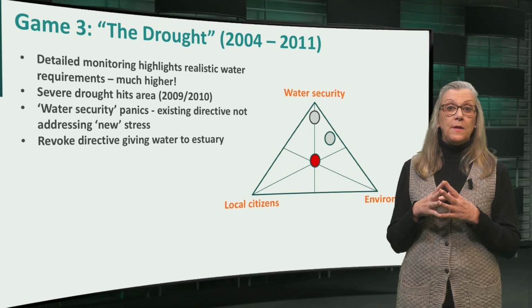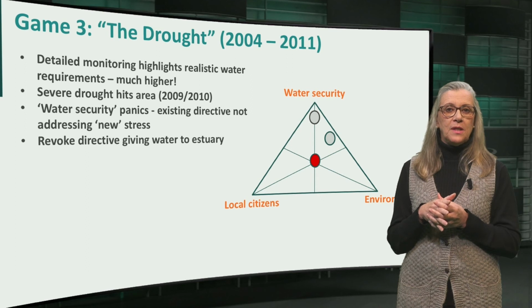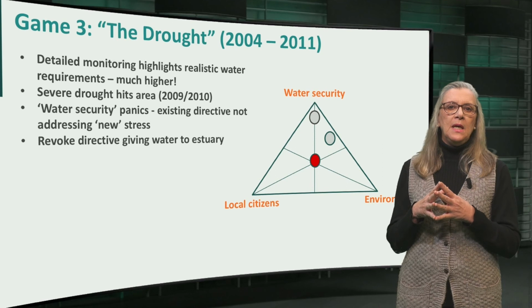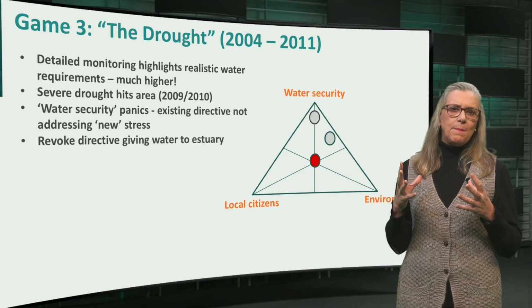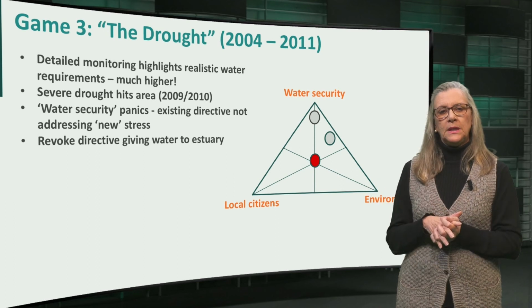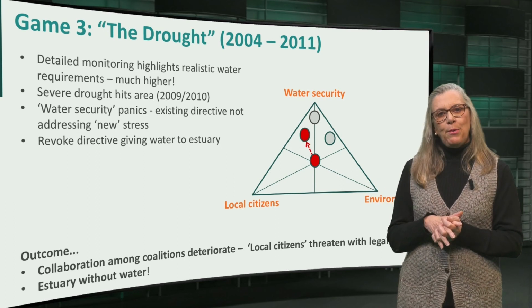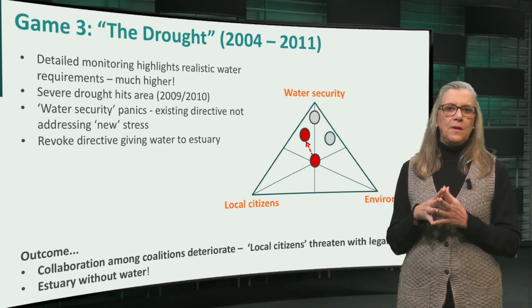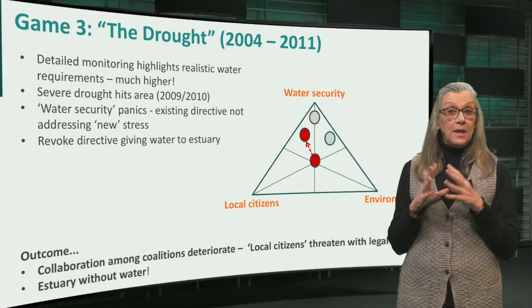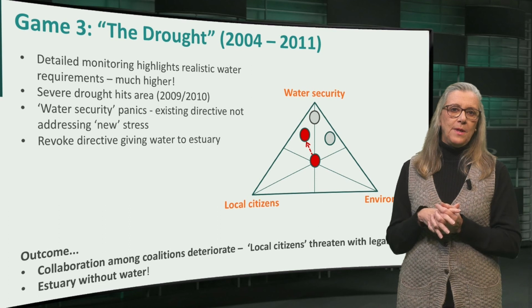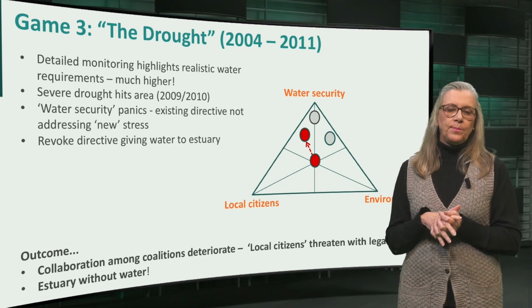So this game reveals an almost complete breakdown of collaboration amongst the coalitions. The local citizens even threatened legal action. This game therefore ends with much unhappiness and an estuary without fresh water. To date, collaboration in the Grootbrak or Great Brak still has not returned to its heydays in the 2000s, mainly due to instability within the coalitions and uncertainty also in the implementation of government water policies.